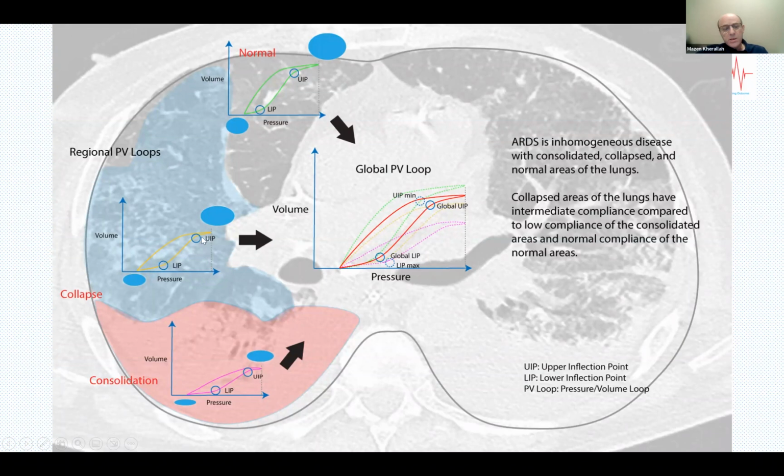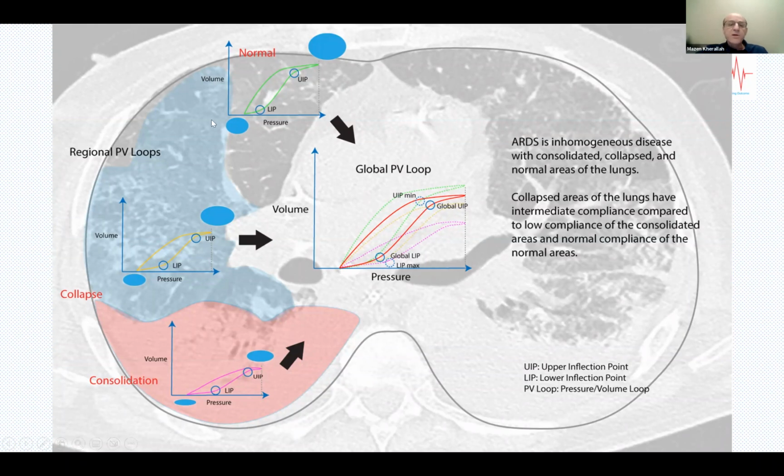And those are usually easier to open. We can put some pressure, we can open those alveoli. However, if you don't put enough PEEP, they will close again. And this is the nature of the atelectatic trauma. You need to open these alveoli and keep them open.